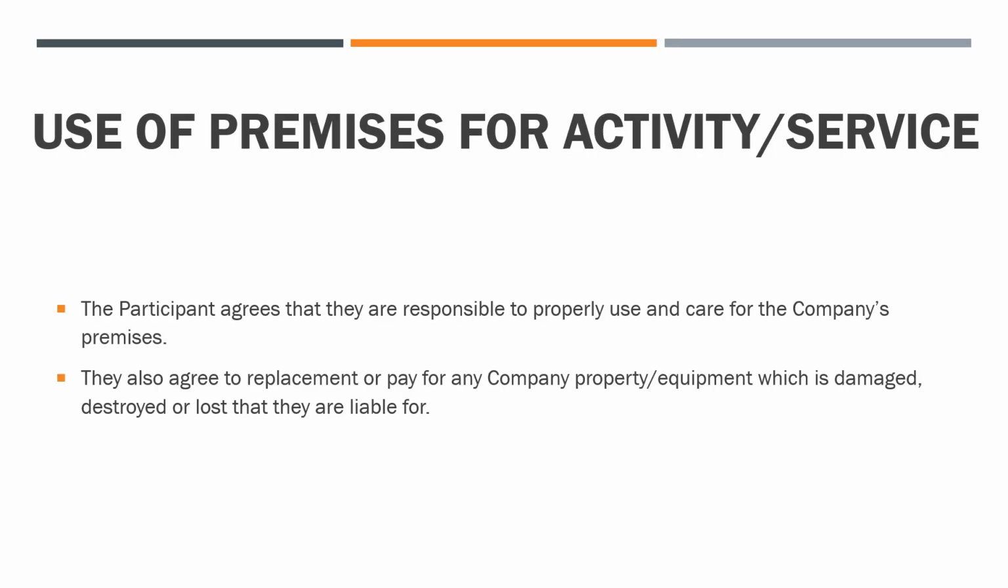The next section is the use of premises for activity or service. This is a section where the participant agrees that they are responsible to properly use and care for the company's premises. They also agree to replace or pay for any company property or equipment which is damaged, destroyed, or lost that they are liable for.